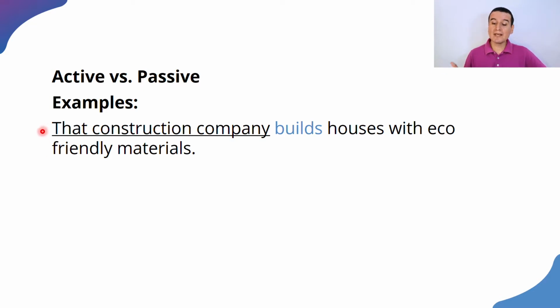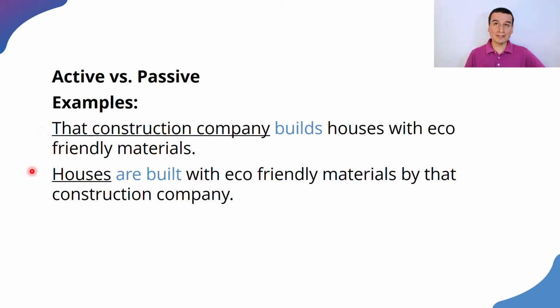So let me show you another example. That construction company builds houses with eco-friendly materials. Eco-friendly materials are environmentally friendly materials. So, what is the action there? Builds. Who builds? The construction company. If the subject of the sentence is the doer of the action, then that is active voice. But if we say houses are built, houses is the subject of the sentence, but it's not doing the action of building, but receiving the action of building, then that is passive voice. Houses are built with eco-friendly materials by that construction company.